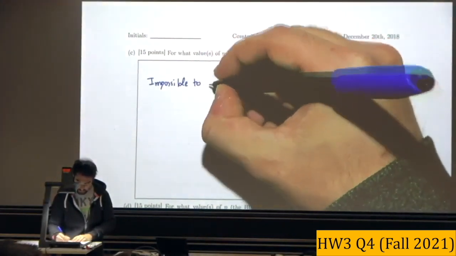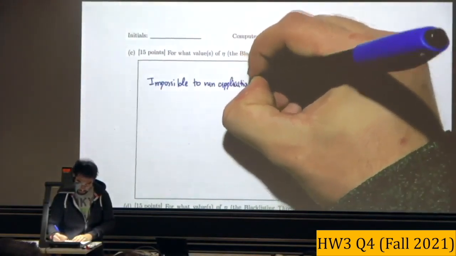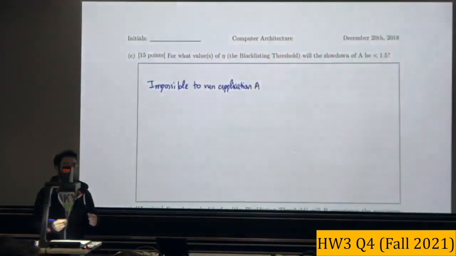to run application A without blacklisting it and blacklisting B.